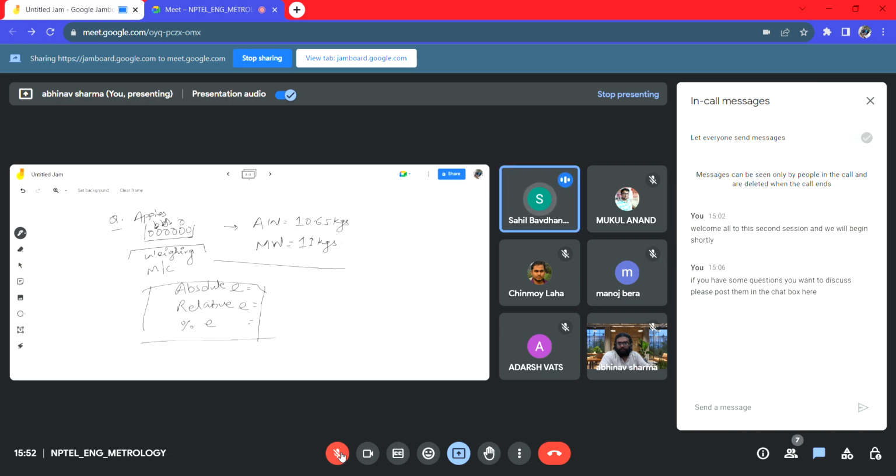Absolute error is 0.35. Okay. The relative value is 0.35 divided by 10.65. So 3.28% error.